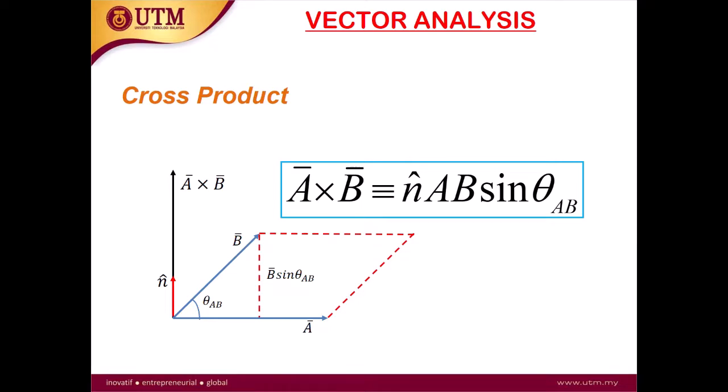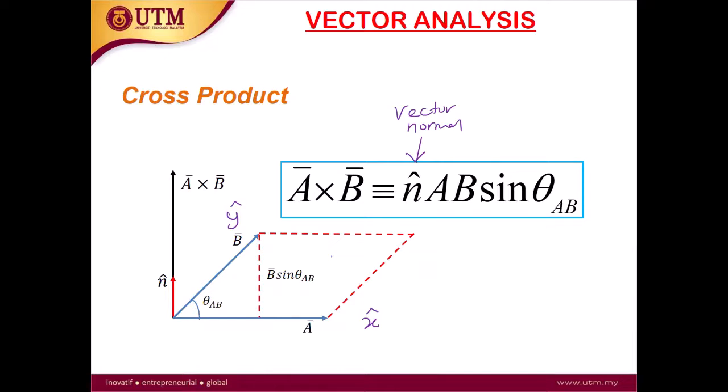Next, the cross product. The dot product and cross product are different. For the cross product, let's say we have vectors A and B, where A may be in the direction of the x-axis, and B in the direction of the y-axis. So the cross product between vector A and B is equal to n, where n is basically the vector normal to the surface bounded by the vectors A and B.